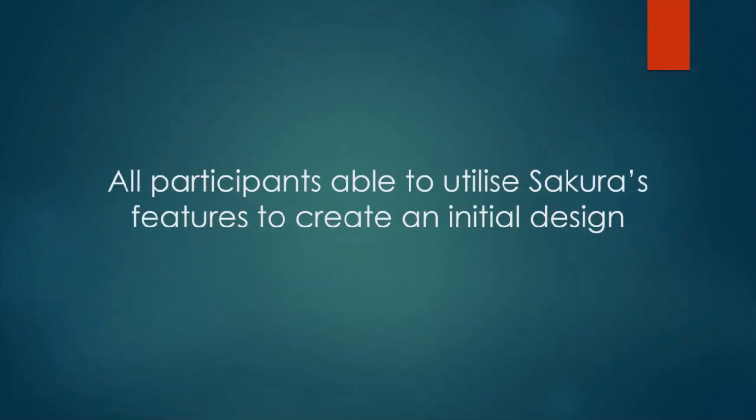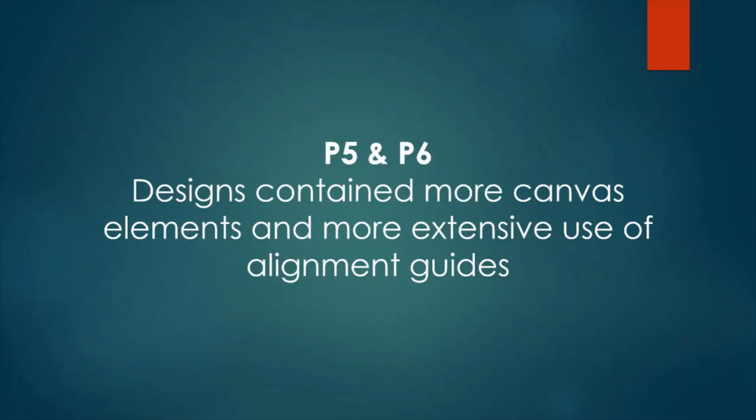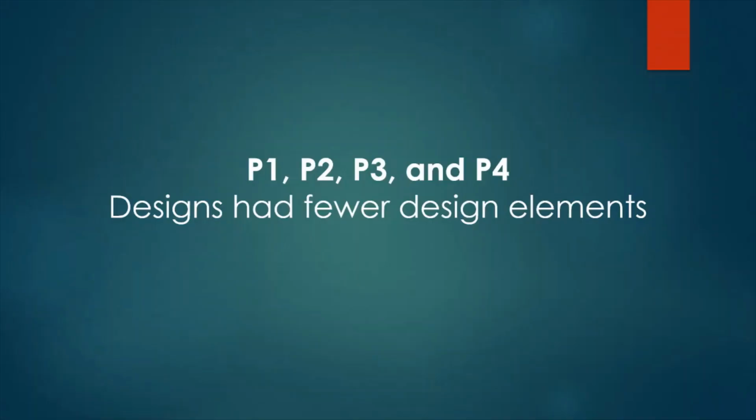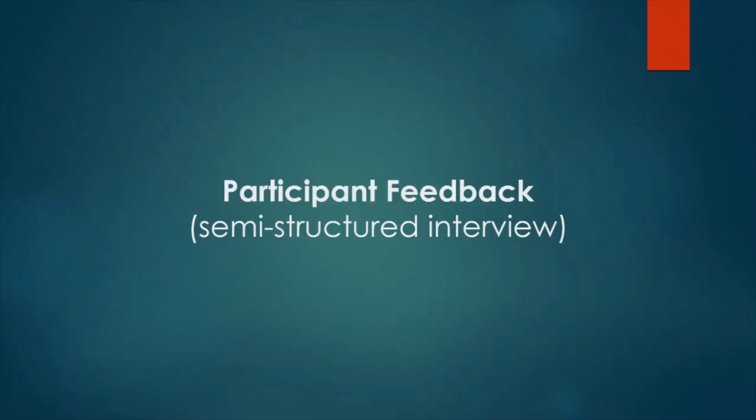All participants, we found, were able to utilize Sakura's features to create an initial design. Participant 5 and participant 6, their designs contained more canvas elements and more extensive use of alignment guides. And just an example of that is participant 6's design here. You can see there's a lot of use of guides, alignment guides, images, different text formatting, and obviously they had to move objects around to line this up appropriately. So this design took participant 6 50 minutes to complete. The other participants were able to utilize all of the tools and controls. Their designs typically just had fewer design elements in them.